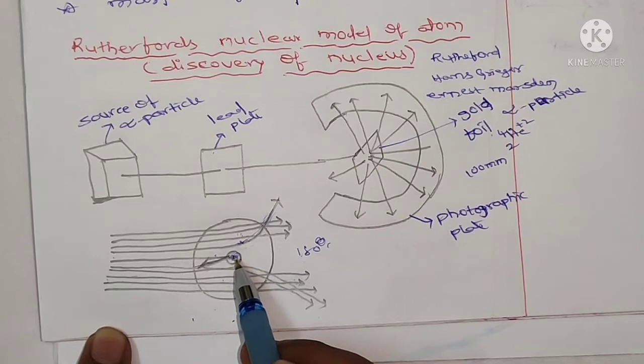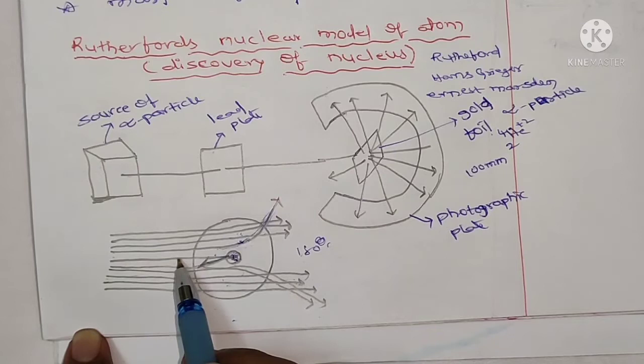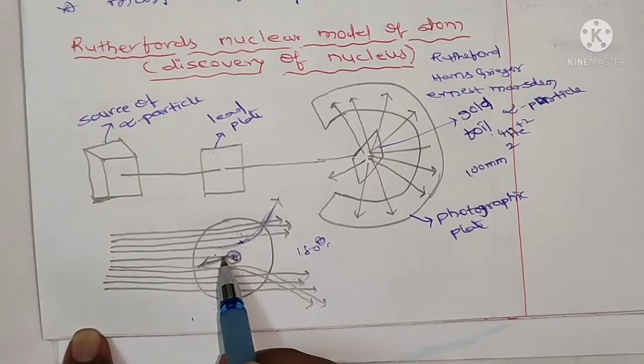Then he concluded that the positive charge has to be concentrated in a very small volume in the center, which is called the nucleus. Most of the alpha particles are far away from the nucleus, and a few alpha particles that are near the nucleus are deflected. Very few alpha particles that go through the center are bounced back.